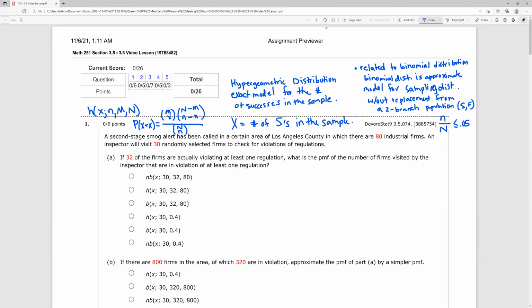one regulation? Okay. So we're looking at what are the different pieces that we know. First of all, this is hypergeometric because we have a finite population. There's only 80 industrial firms. We have a sample size that we're going to be drawing, which is the 30. We know that 32 out of the entire population are going to be in violation, which for us is a success. And so the only thing really missing is, out of the 30 smaller ones, how many of those were violating at least one regulation in the sample only.